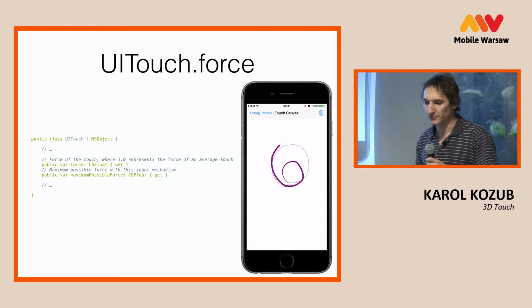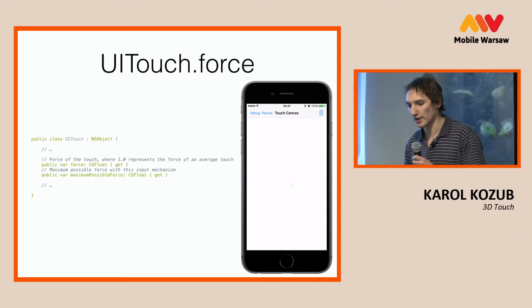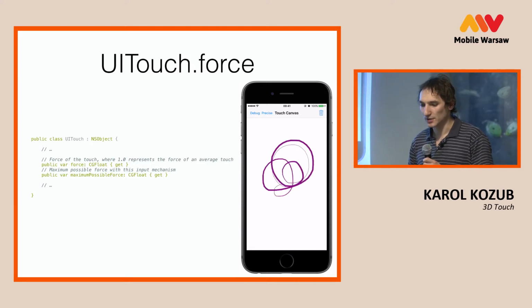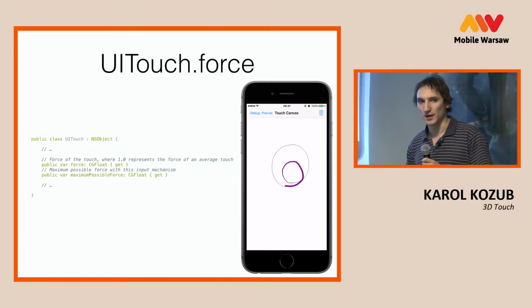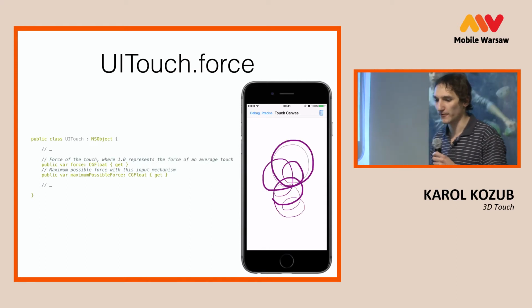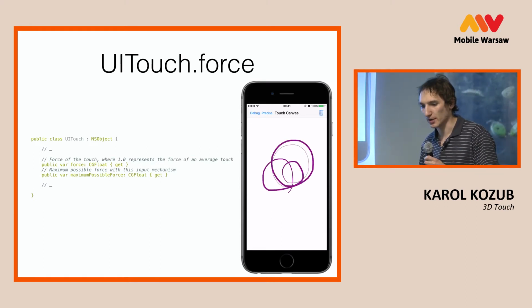So here is an example from Apple, an application where you can draw lines on the screen using your finger, and depending on how much pressure you apply to the screen, the lines are either thicker or thinner. Yeah, that's it for UITouch force.